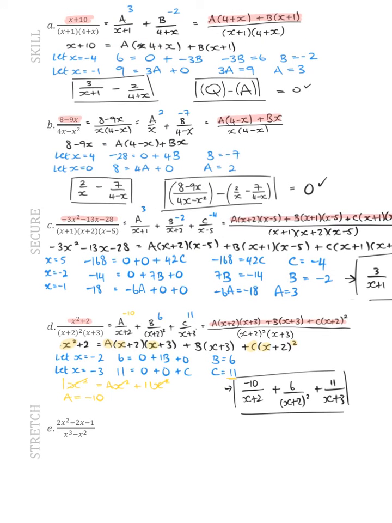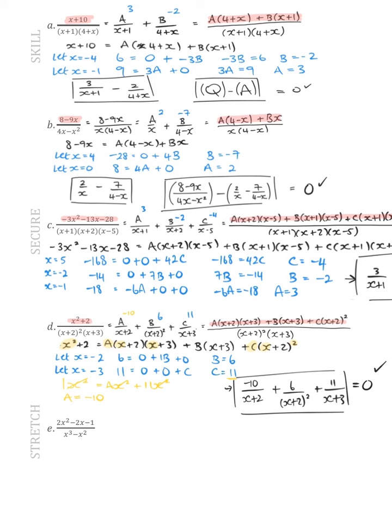So I'm going to store a random number in my x, which you should know how to do by now, and then question x squared plus 2 over x plus 2 all squared x plus 3. So question minus big bracket, and then I'm going to put my whole answer in. So minus 10 over x plus 2 plus 6 over x plus 2 squared plus 11 over x plus 3. Oh, that's good. Done.